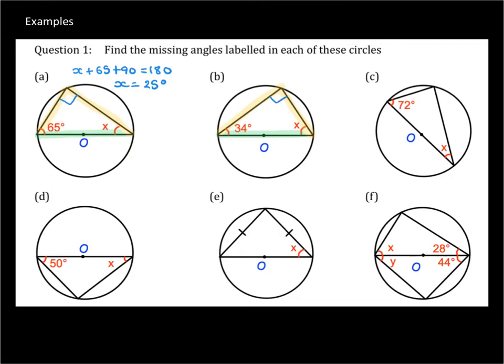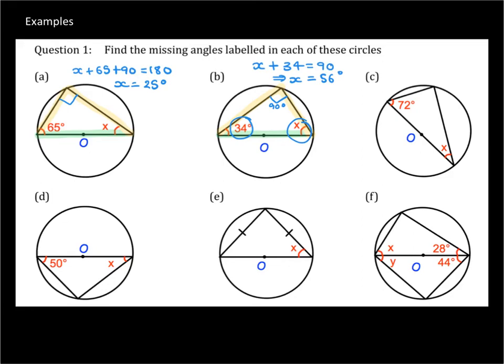Now, we know the angles in a triangle add up to 180, so if this one is 90 degrees, then this one here and this one here must add up to 90 degrees. So I'll simplify the working by saying x plus 34 is equal to 90, which tells me that x has got to equal 56 degrees.